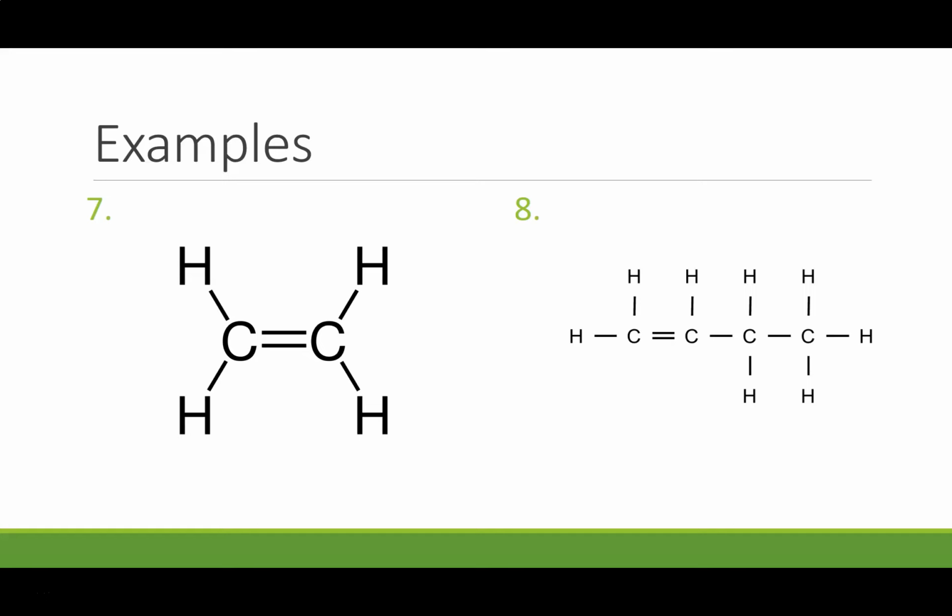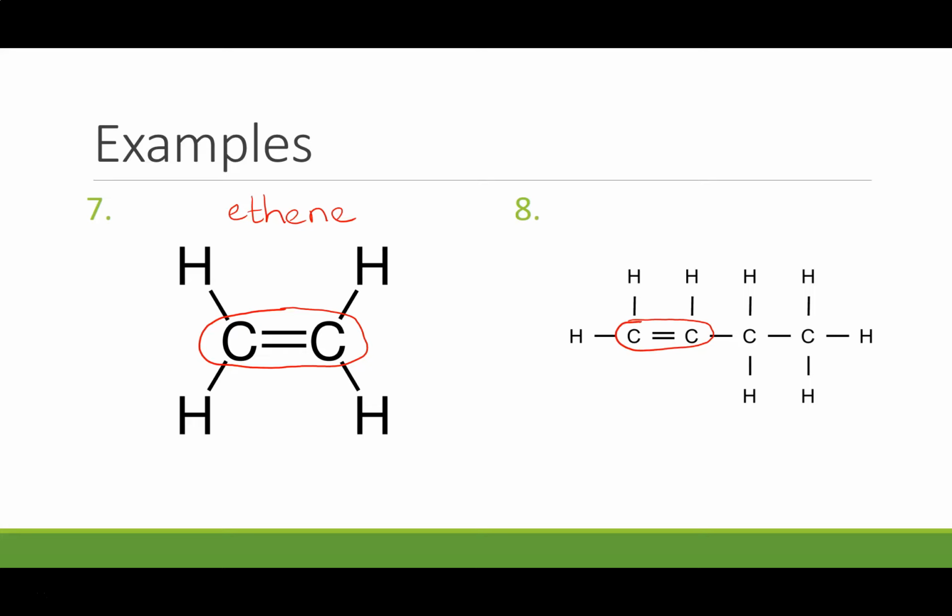This is number 7. Here we can see that there is a double bond between these two carbons. So there's our alkenyl group. So this is an alkene. And since there are only two carbons in this alkene, we would use the prefix eth- for two carbons. So this would be called ethene. Number 8. We got an alkenyl group right there.